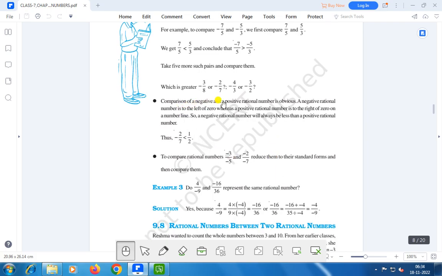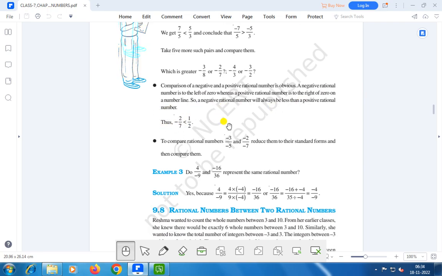Comparison of a negative and a positive rational number is obvious. A negative rational number is to the left of 0, whereas a positive rational number is to the right of 0 on a number line. So a negative rational number will always be less than a positive rational number. That is, minus 2 by 7 is less than 1 by 2.